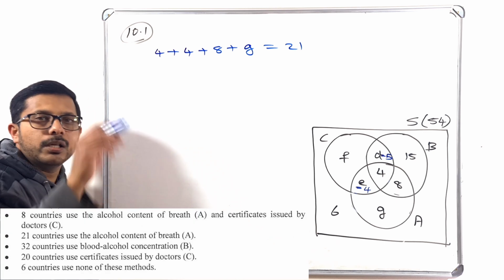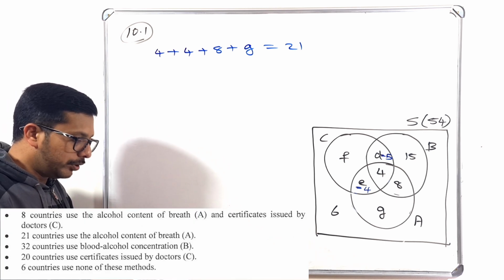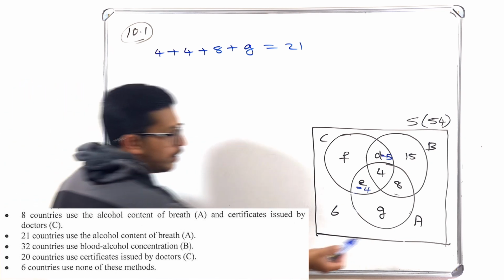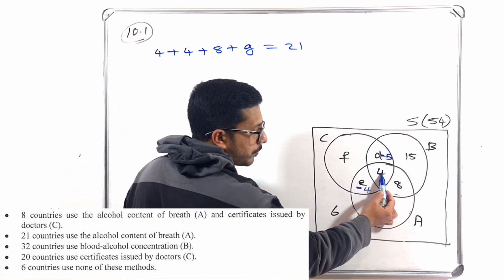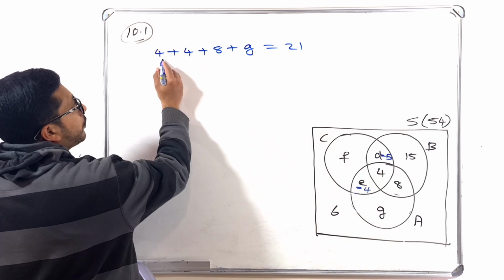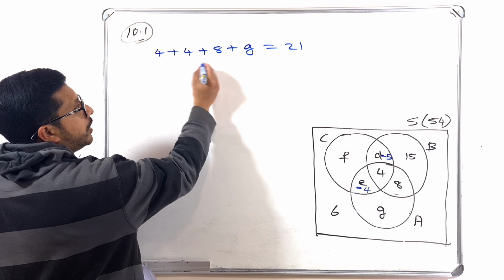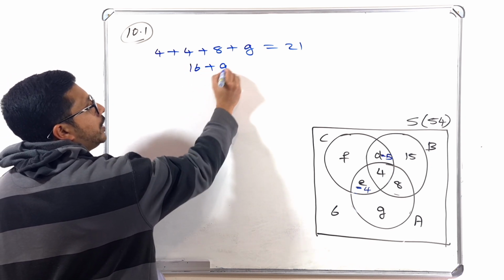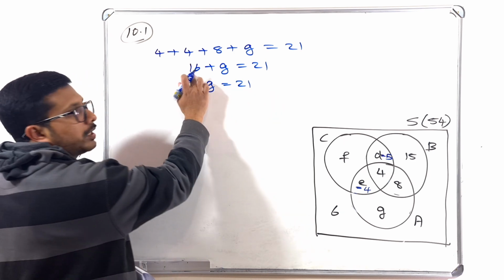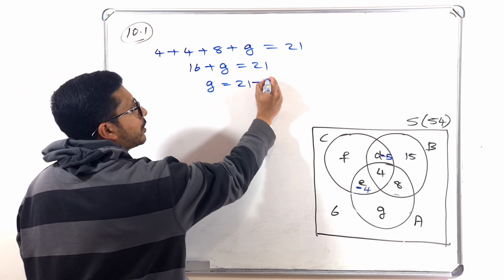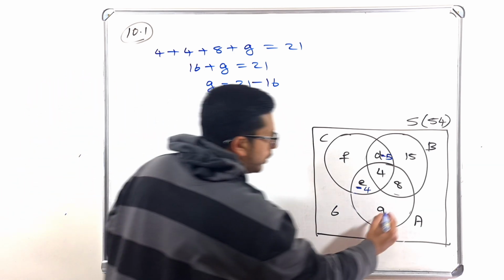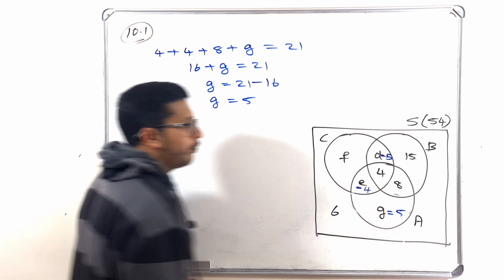In that circle, it is given in the question that 21 use the alcohol content of A. Total means the total of this A. So here 4 plus 4 plus 8 plus G is 21. So what is this? 4 plus 4 is 8, 8 plus 8 is 16. 16 plus G is equal to 21. So what is G? Take this 16 to the other side, so it is minus 16. So G is equal to 5. So the value of G is 5.